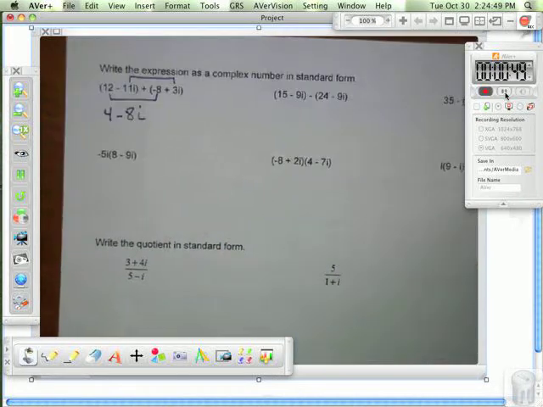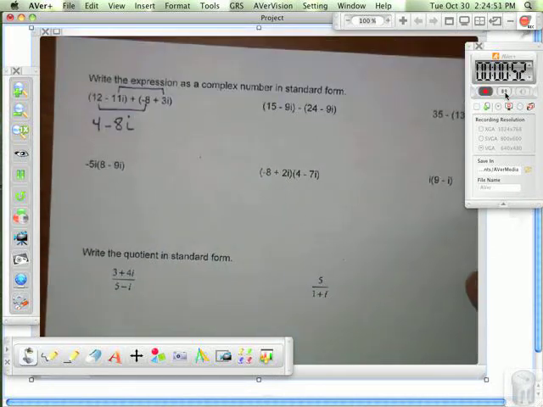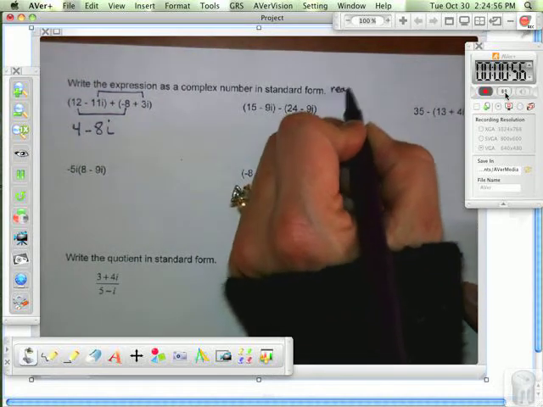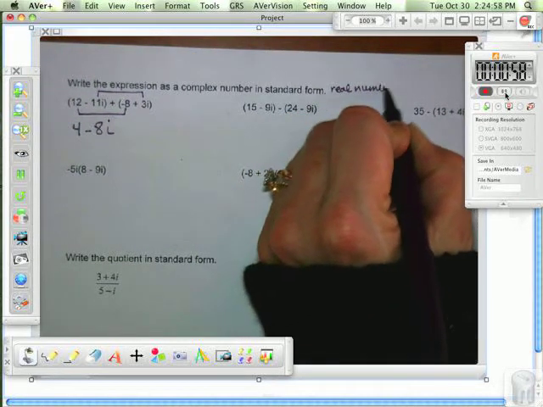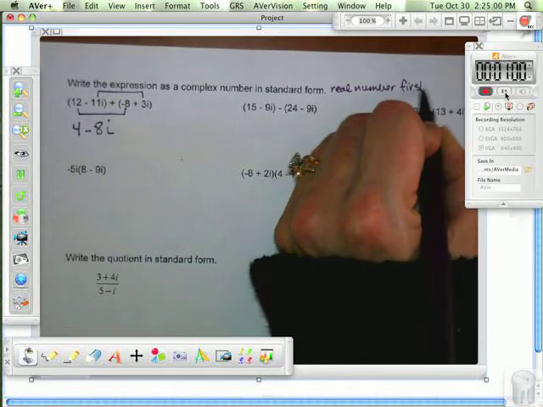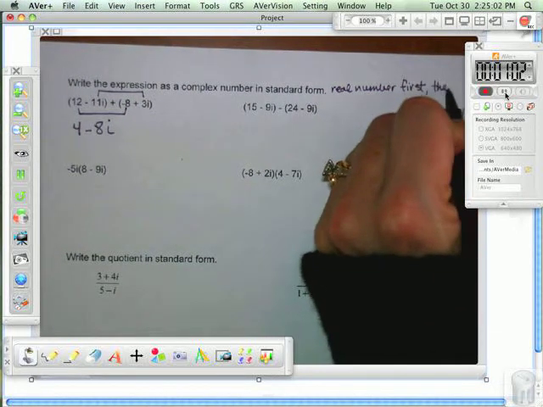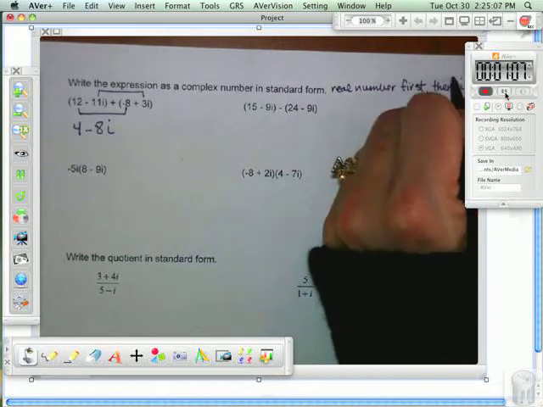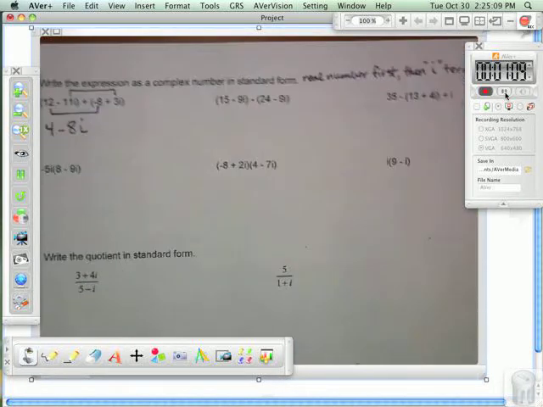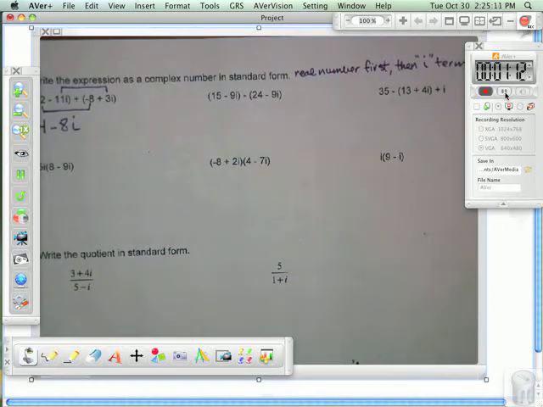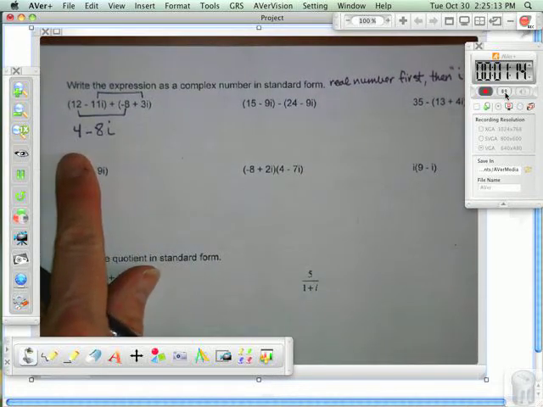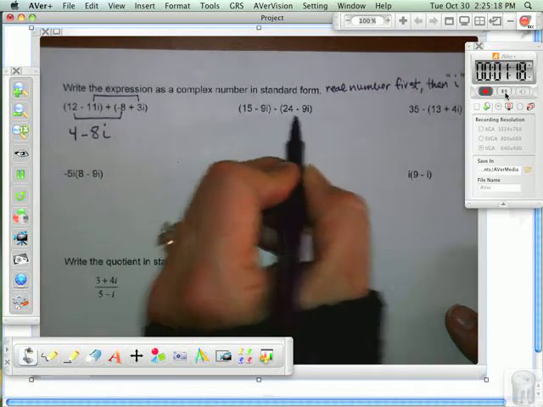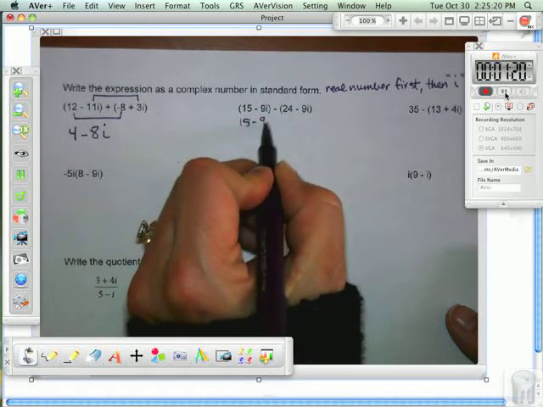Before I even mention that, I need to talk about what standard form is. Standard form is the real number first, and then the imaginary term, the I term. So is this in standard form? Yes. Now this one, it's close, but I have to distribute that negative.